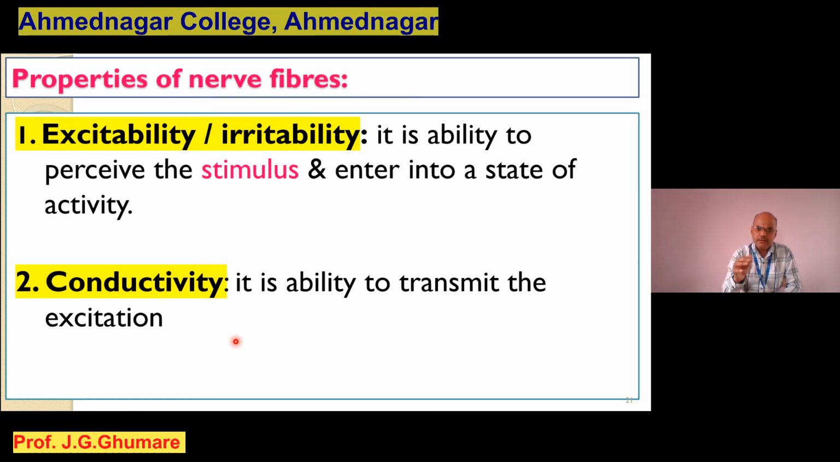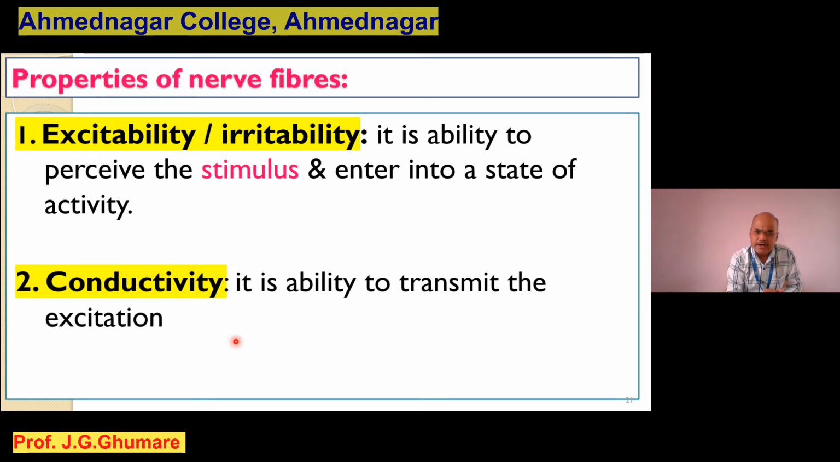So the excitability or irritability is the ability to perceive this stimulus, to take this information and enter into the state of activities, to start certain activity. This is the first property of a nerve fiber, because excitability we also call irritability. They are excitable, or we call they are irritable in nature. Remember, this property is not there with other tissue. This is the special property with the nerves. And we said the one which perceives the stimulus, receives the stimulus, and gets into the state of activity.